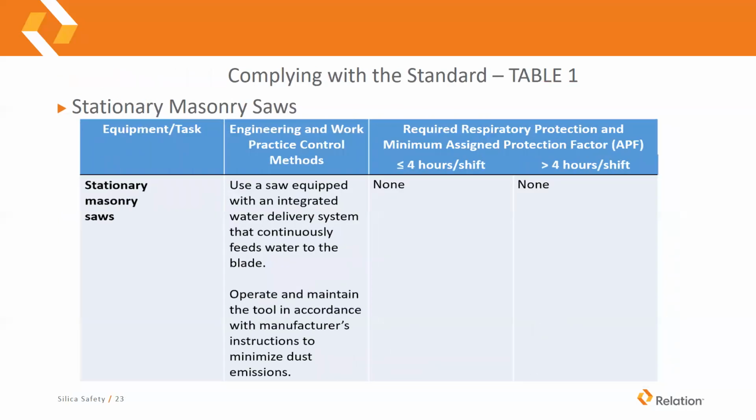So the next example is a stationary masonry saw. You must use a saw equipped with an integrated water delivery system that continuously feeds water to the blade, and operate it in accordance with manufacturer's instructions to minimize dust emissions. You do not have to wear a respirator when you are working outside for any amount of time. And it doesn't show this, but you do have to wear a respirator when you're operating this inside. Even though you have that water being applied to the cut, you still have to wear a respirator when you're working inside.